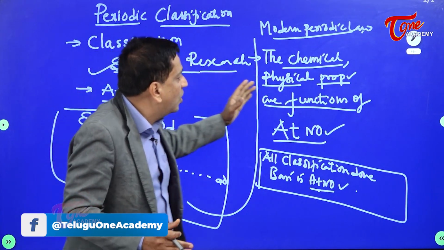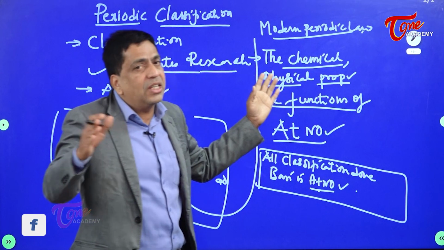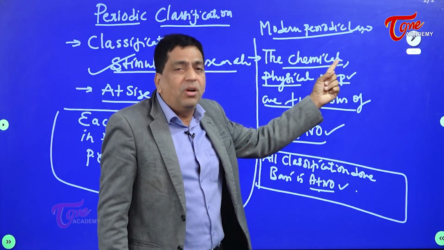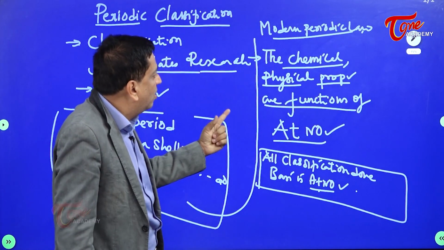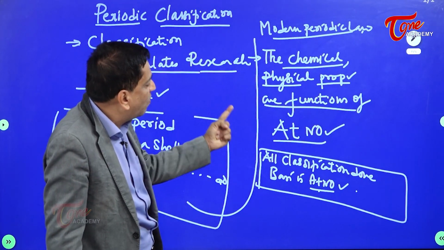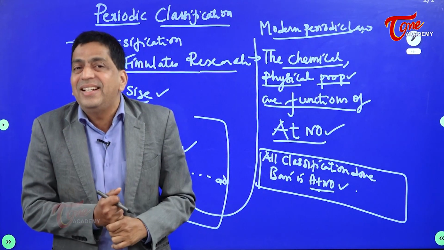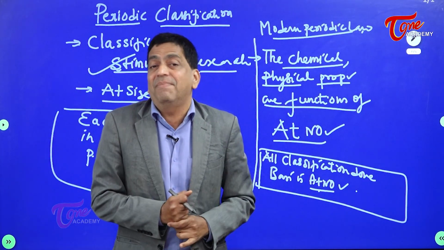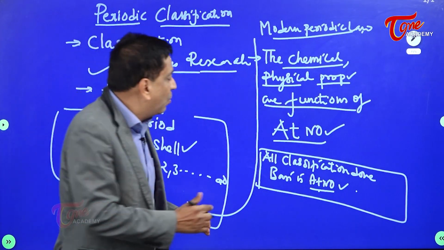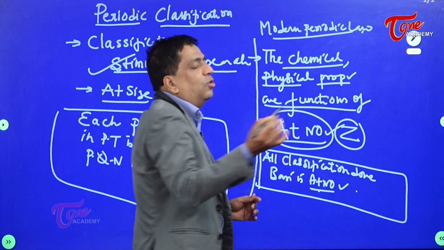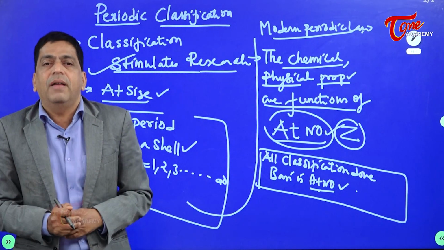And the one which is available to you now, which will be asked even in the exam, is nothing but the modern periodic table. And the law states that the chemical and physical properties are functions of what? Atomic number, not atomic weights, or triads, or something like that. It's basically nothing but what? Atomic number, Z, which is nothing but the number of protons that are available.